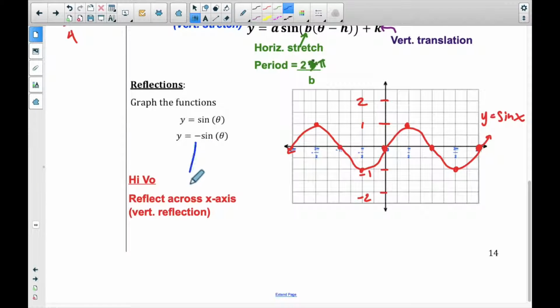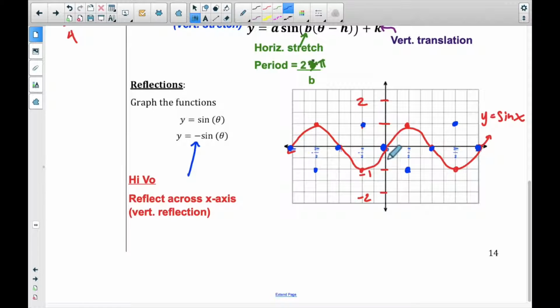Well, we know that that negative, because of HIVO, is going to be a reflection across the x-axis. That's called a vertical reflection. What does that mean? Well, for one, it means anything that's on the x-axis stays on the x-axis. If this is a reflection, then this axis is like our mirror. Anything on the mirror is going to stay there. But the things that are not on the mirror are going to get reflected over the other way. And so I'm going to take each of these and reflect them in the x-axis.